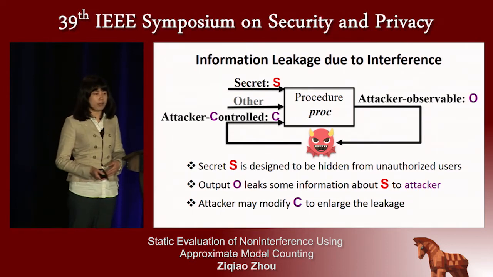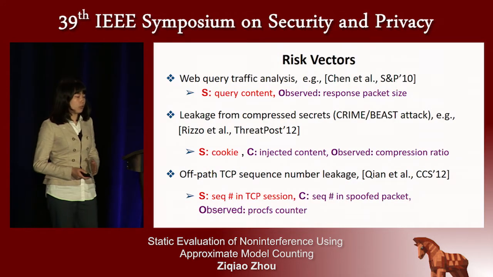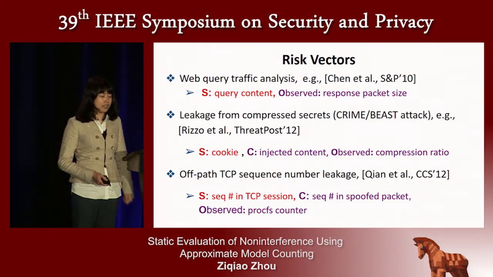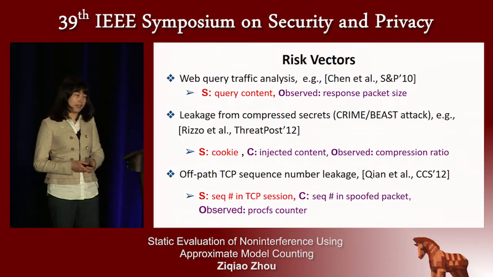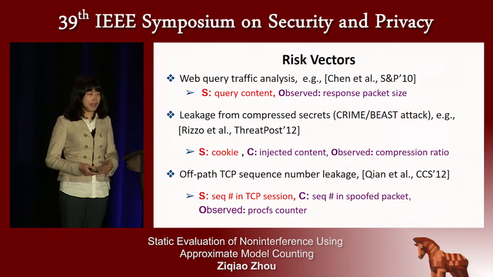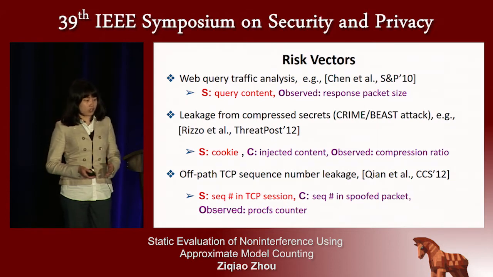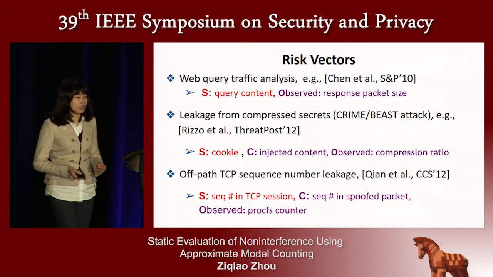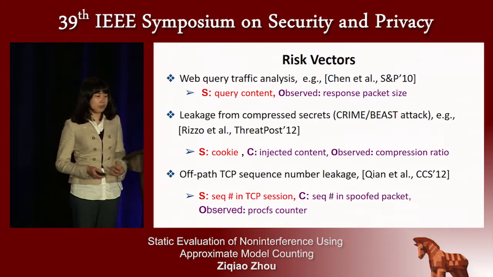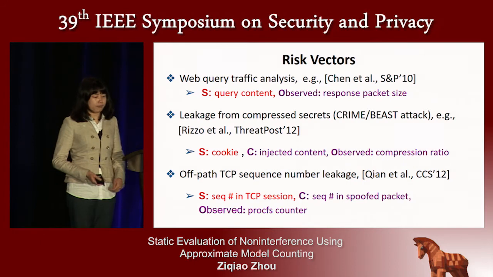Based on such an information linkage model, there are a lot of practical attack vectors. For example, with web query traffic analysis, you could reveal the query content through the packet sizes. With a CRIME attack, you could infer the cookie secret by injecting some content into the request and observing the compression ratio. There is also the off-path TCP sequence number attack, which can reveal your TCP state by sending a spoofed packet and observing the TCP-related profile to reveal the linkage.